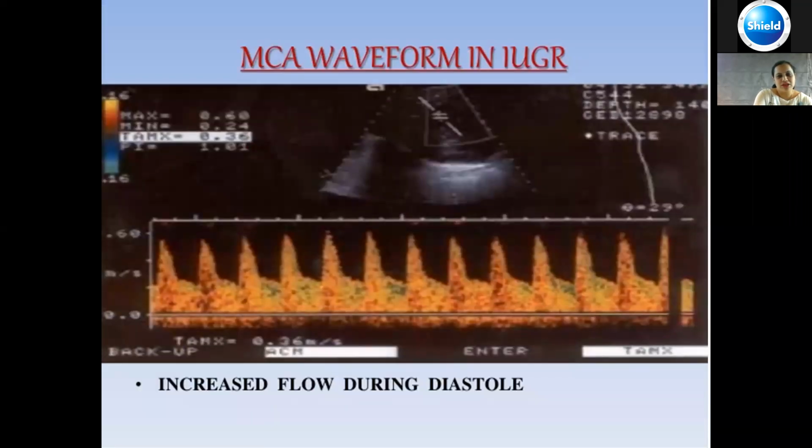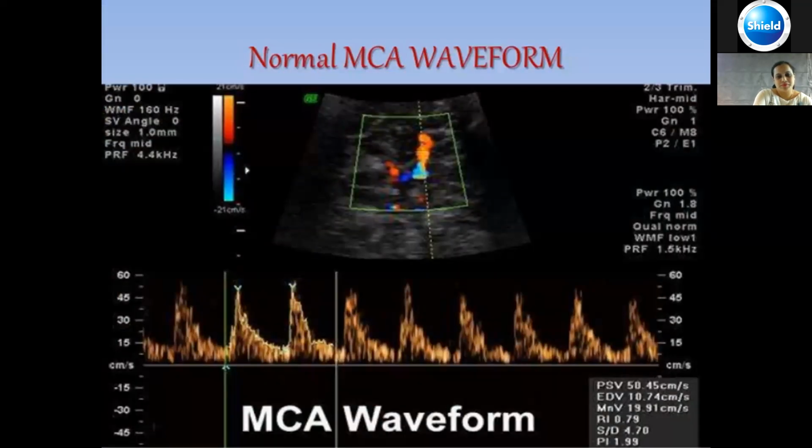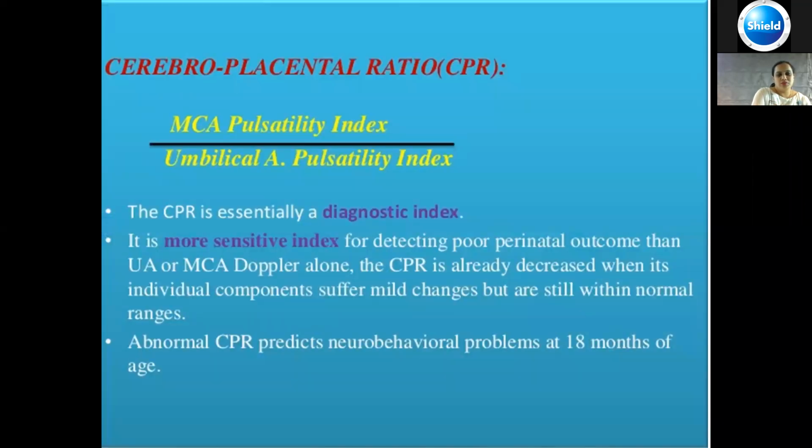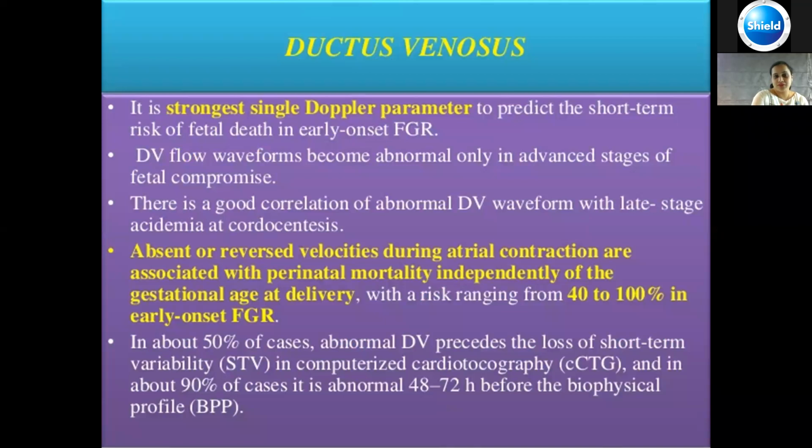This is absolutely normal, and there is an increased flow. We can clearly see the increased flow in this. The other more important predictor is the cerebroplacental ratio, a very good diagnostic index and a more sensitive index. It is important to monitor the perinatal outcomes along with the umbilical arteries. If we detect the cerebroplacental ratios are affected, neurological and behavioral problems can arise in children even at 18 months of age after delivery.